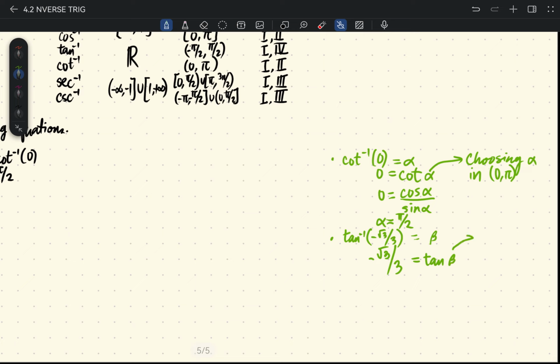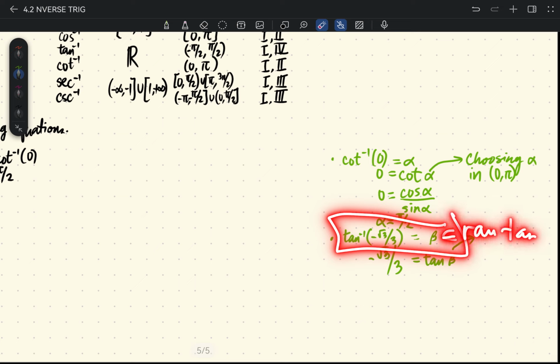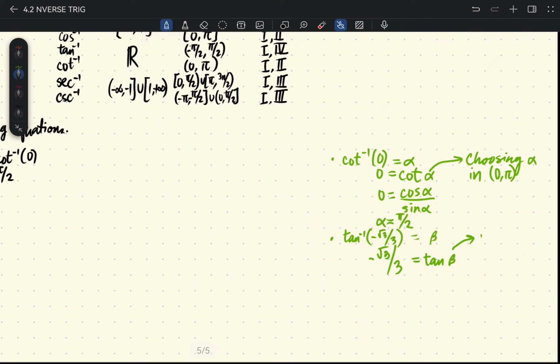Now, how will we choose beta? We want to choose beta such that it is in the range of tangent inverse. And the range of tangent inverse is negative pi over 2 to pi over 2. So we are choosing beta to be in negative pi over 2 to pi over 2. And when does this happen?